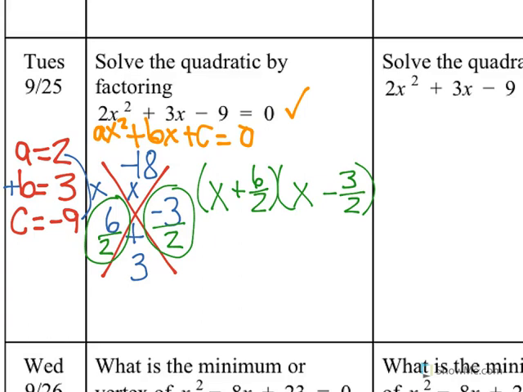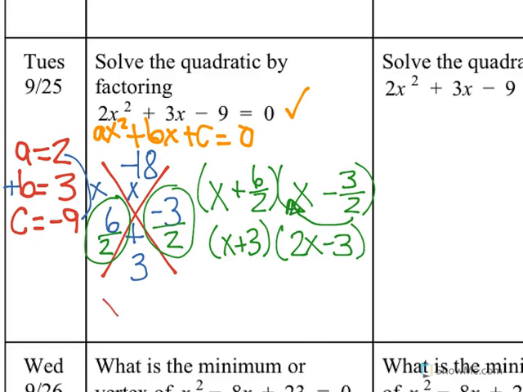6 divided by 2 is 3, so x plus 3 is a factor. The other factor can't be simplified, so negative 3 over 2, you can't divide that, you'd get a decimal. So this is where we divide or slide. If we can't divide it, we take the denominator, slide it to the front. So we have 2x minus 3 as our other factor.